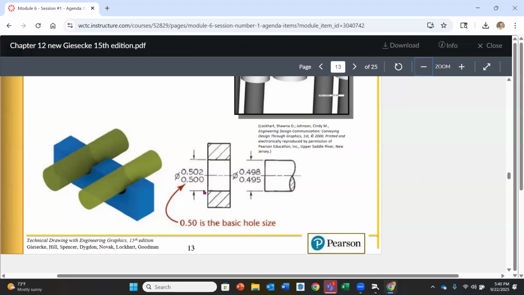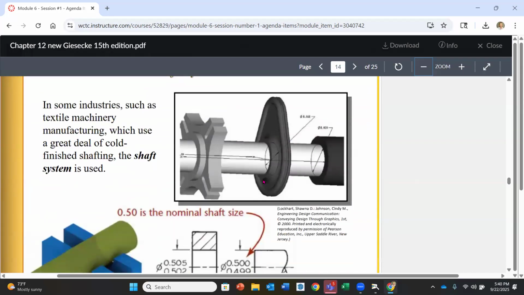You start with your nominal at the bottom. And again, this is due to a standard size drill. Okay. And that's called the hole system, where the nominal size is on the hole side. Okay. The shaft system is just opposite.